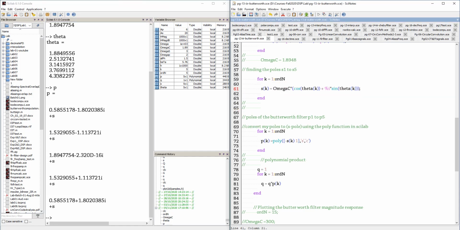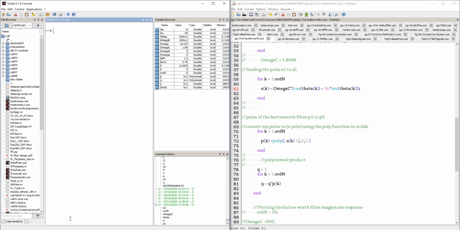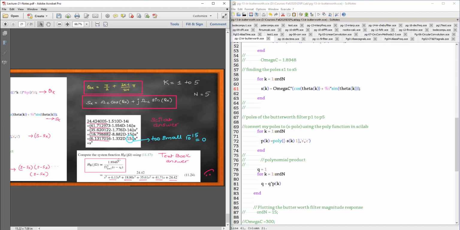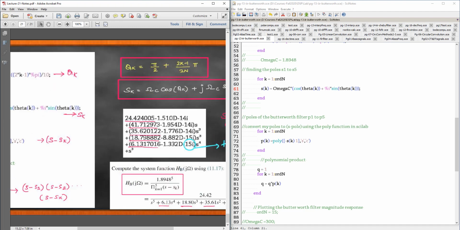So this is the pole form: s plus pole, s plus pole, s plus pole. Let me see what my s is, because I went directly to p. So let me just see. My s values are all negative, yes, that is why I get these poles. So these are the 5 poles I get.